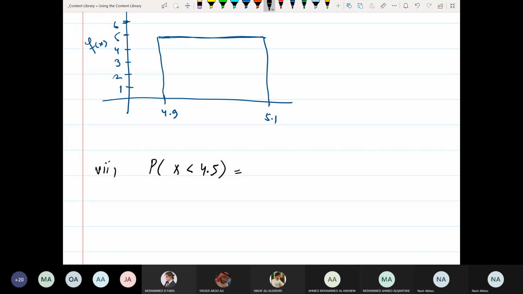0. Why 0? Because the probability begins with 4.9. This value is outside the domain. This probability is 0 straight away. This is capital F of 4.5, but capital F below 4.9 is 0. You will not put it like 4.5 minus 4.9 multiplied by 5. If you do like this, you'll get a negative probability. This is wrong. What if I ask you to give me the probability of x greater than 4.5?